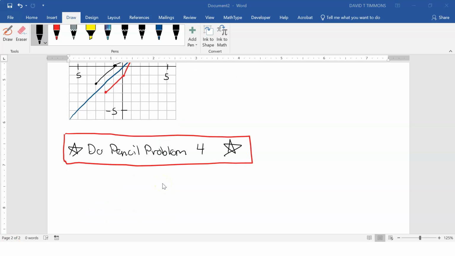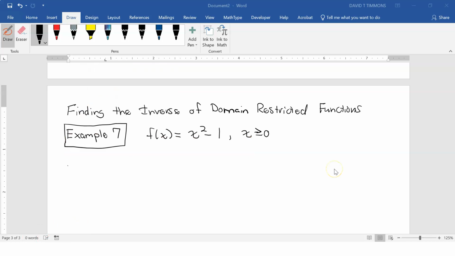Now do pencil problem 4 for extra practice. The last topic in section 2.7 is finding the inverse of domain-restricted functions. So let's look at example 7 from the textbook on page 320. And we're given a function, x squared minus 1.